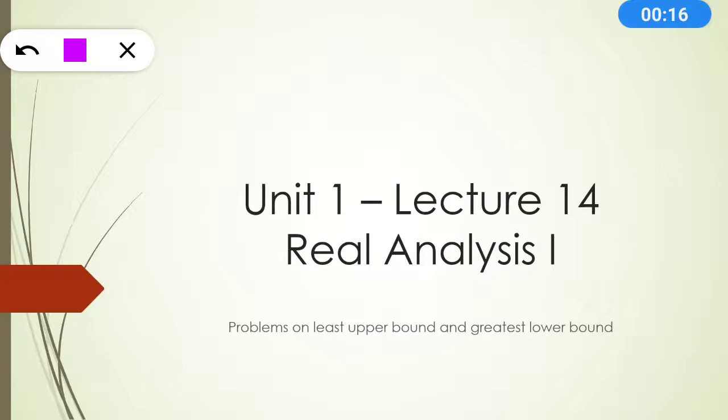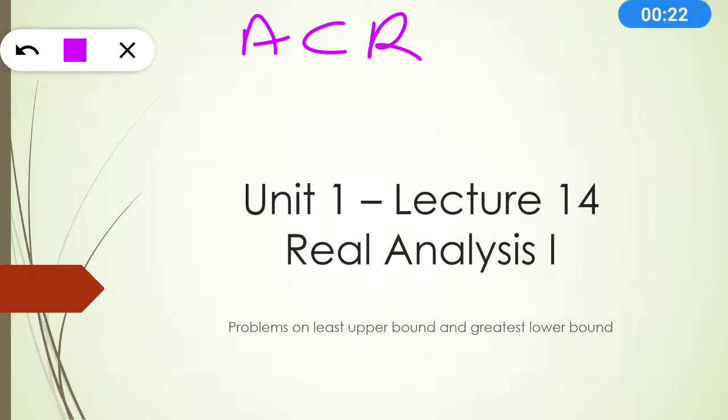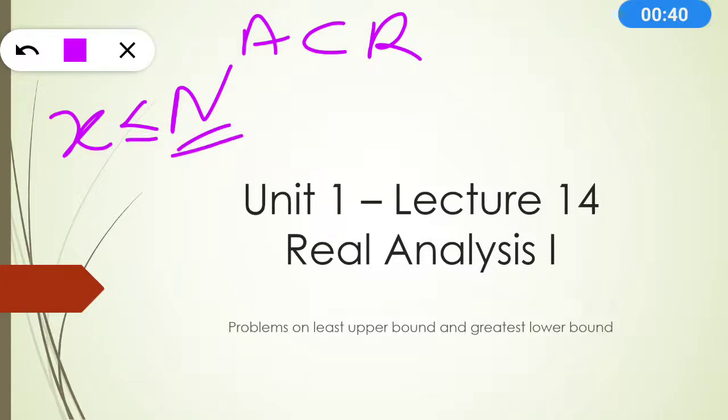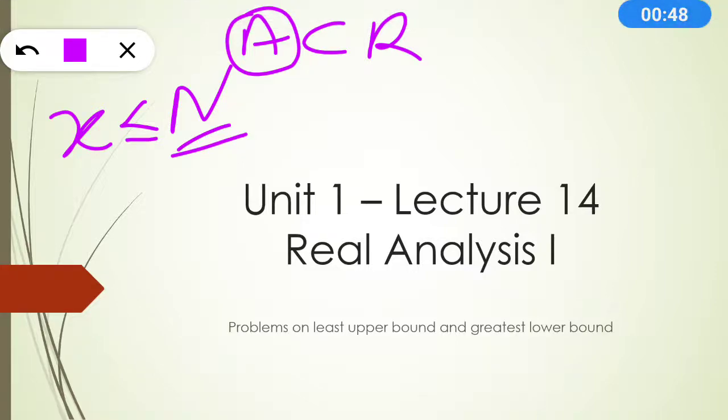A set A contained in R is said to be bounded above if there exists an element n such that each element in my set will be less than or equal to n. Then I can say this is a bounded above set. This n is called the upper bound, and any set A will have infinitely many upper bounds, and among those the least upper bound is denoted by L, and it will be the least of all the upper bounds.